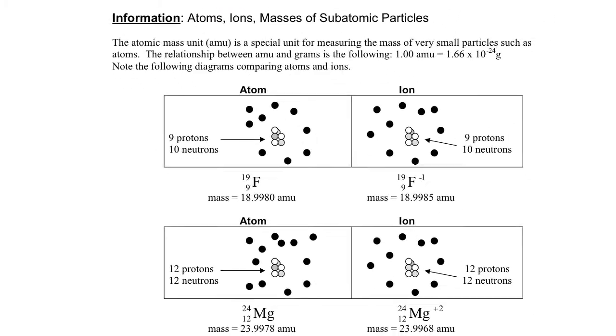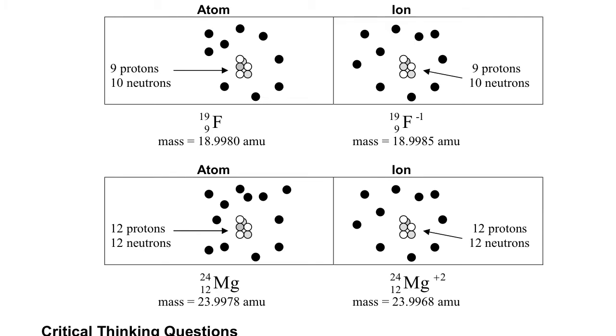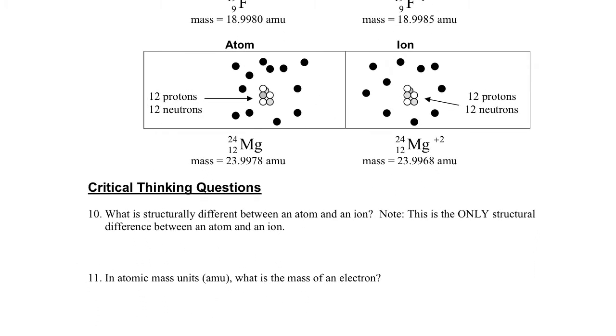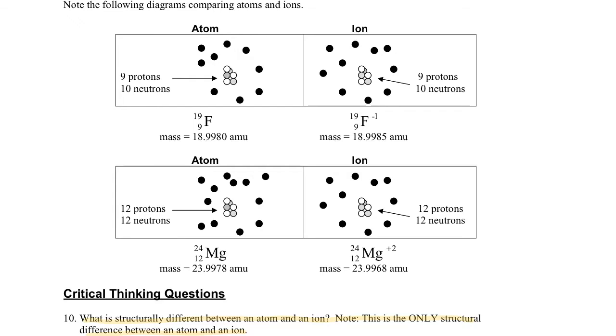I've got some diagrams here of atoms and ions, and now they've never been told what an ion even is. So number 10, the first question they see is, what is structurally different between an atom and an ion? And it's the only difference. So they have to kind of figure it out. They have to go and look at, okay, well, let's see, we've got atom and ion. We've got atom, ion. What is the difference?